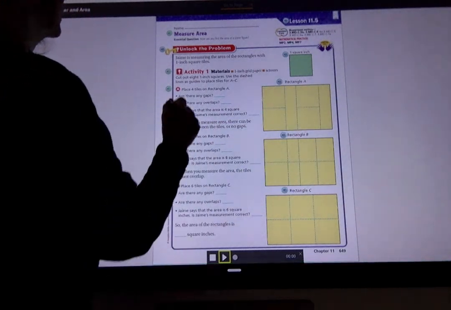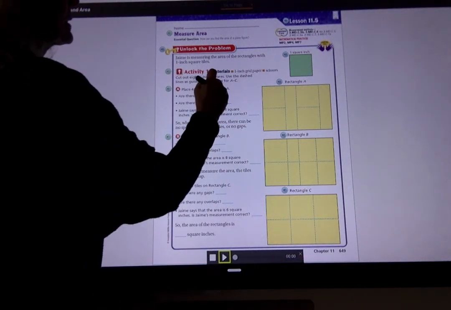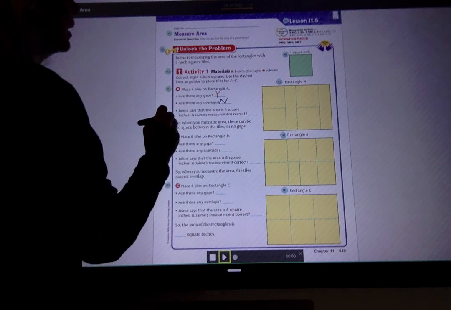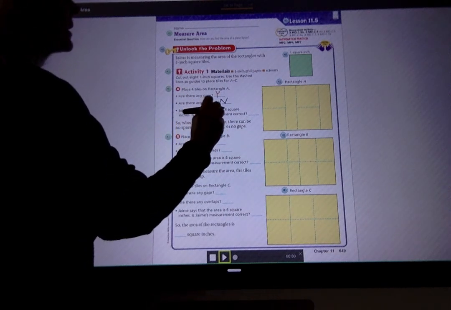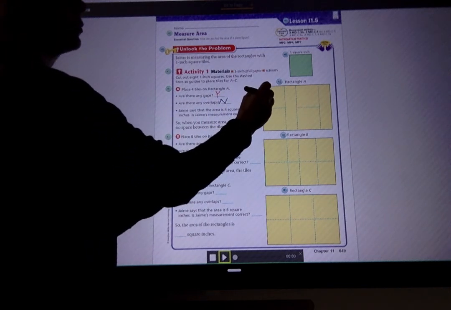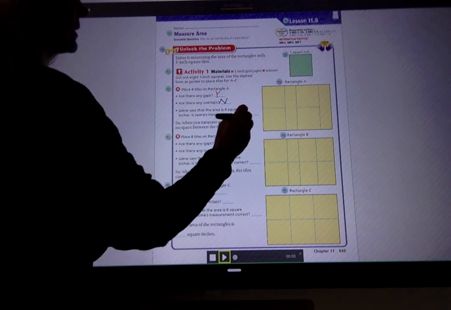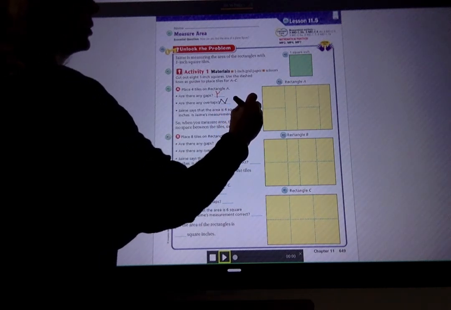So, are there any gaps? Yes. Are there any overlaps? No. Jaime says that the area is 4 square inches. 1, 2, 3, 4. But there are overlaps. So is he correct? No.